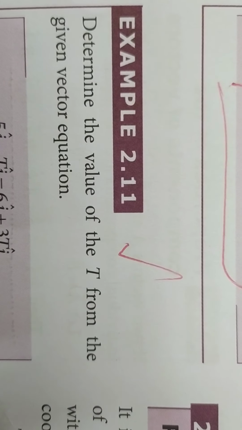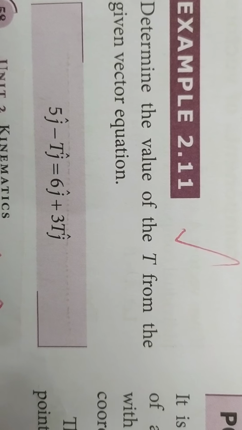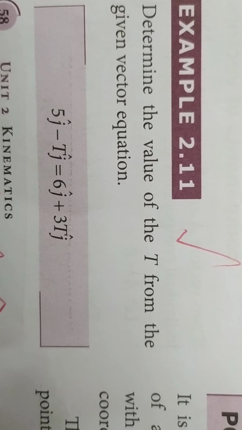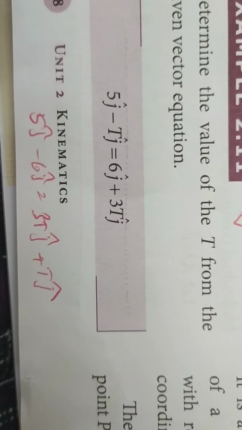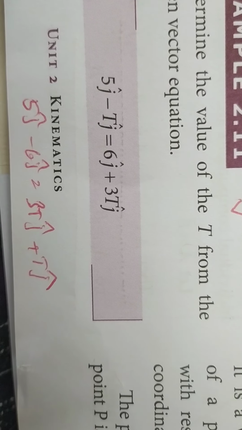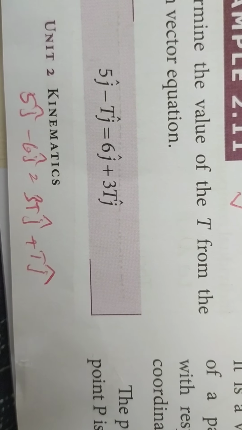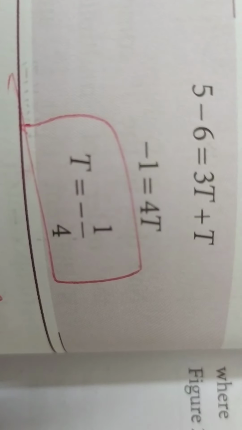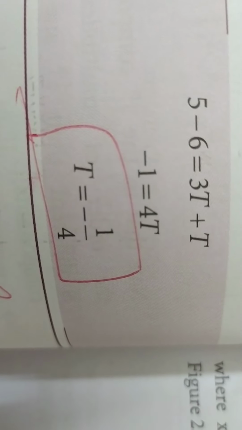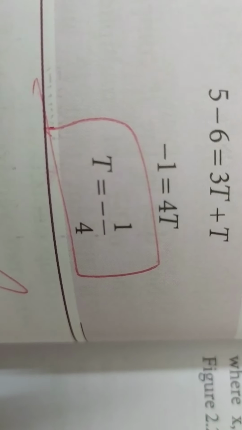And next you find the value of t from the given vector equation. 5 j cap minus t j cap is equal to 6 j cap plus 3t j cap. In that, you bring 6 j cap to this side. So 5 j cap minus 6 j cap is equal to 3t j cap plus t j cap. And you leave just the unit vector. So you will get 5 minus 6 is equal to 3t plus t. So minus 1 is equal to 4t. So t is equal to minus 1 by 4.